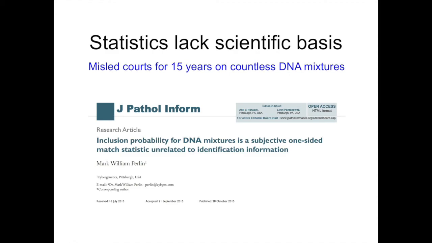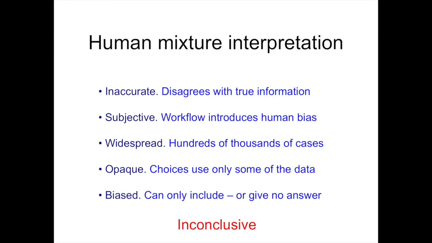So the problems with these human mixture interpretation methods are many. Here's some of the problems. First, they're inaccurate. The statistic that you get doesn't agree with the true identification information. The methods are subjective because the workflow of how the methods are used introduces human bias in many places. These methods are widespread. They've been used in hundreds of thousands, if not millions, of cases.